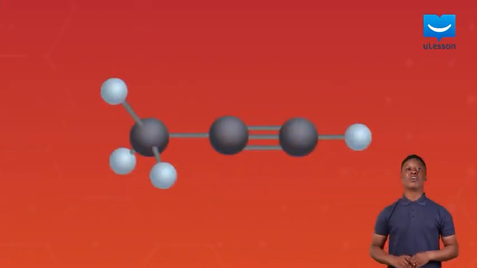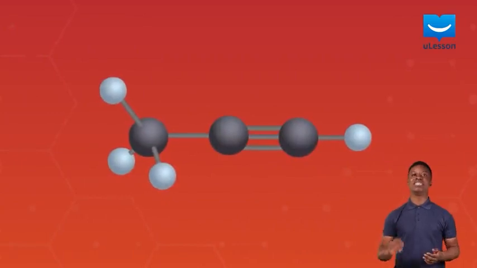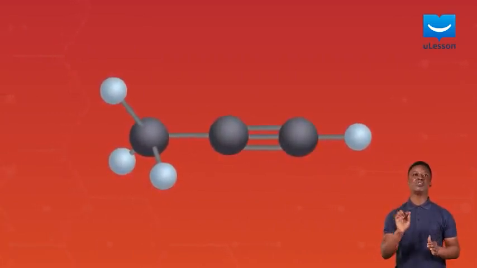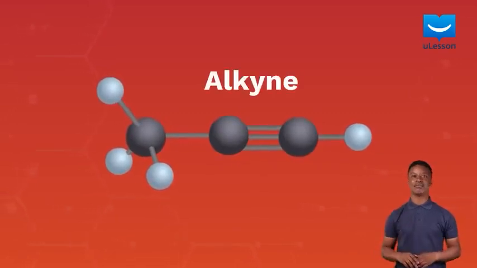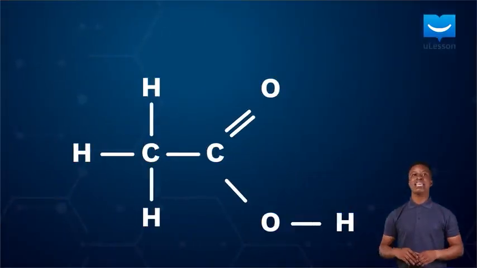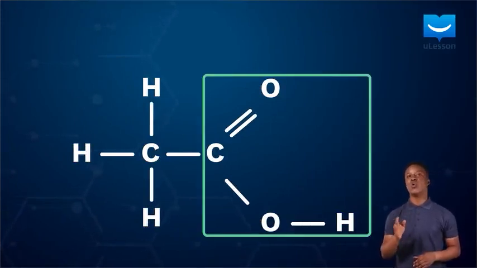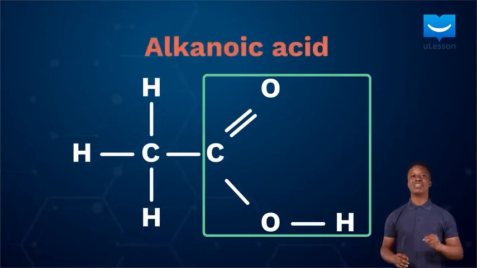For example, whenever you see a triple bond in a hydrocarbon, you can immediately infer that the hydrocarbon belongs to the homologous series called alkynes. On the other hand, if you see an organic compound bearing the group COOH, you can immediately infer that the compound belongs to the homologous series called alkanoic acid.